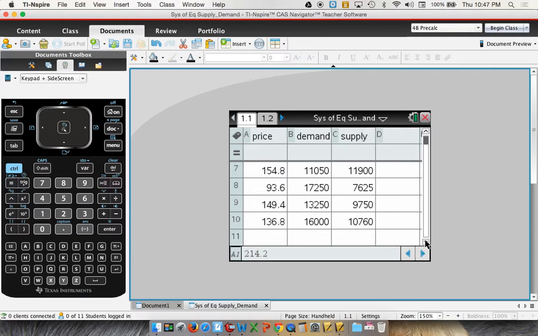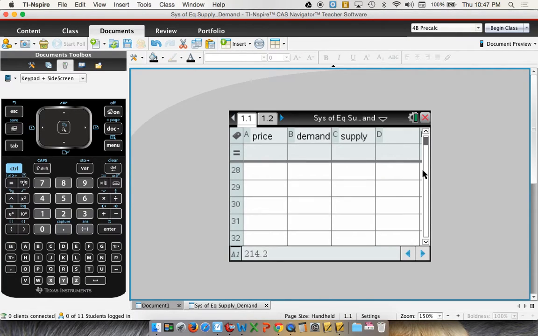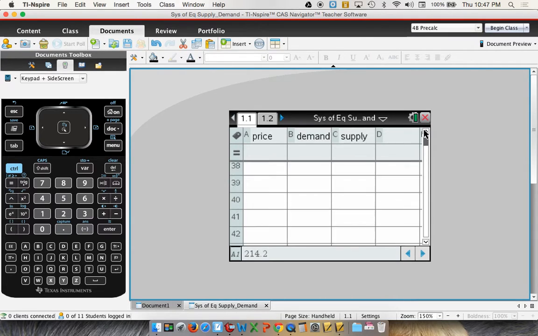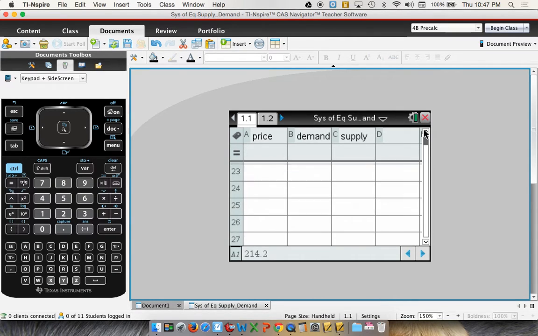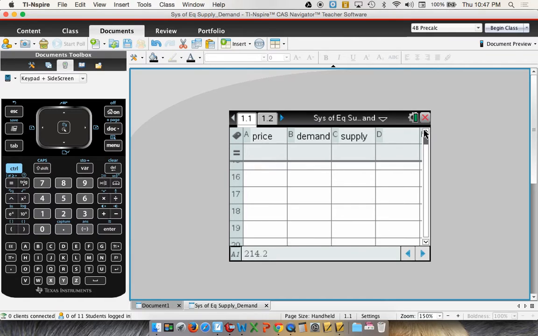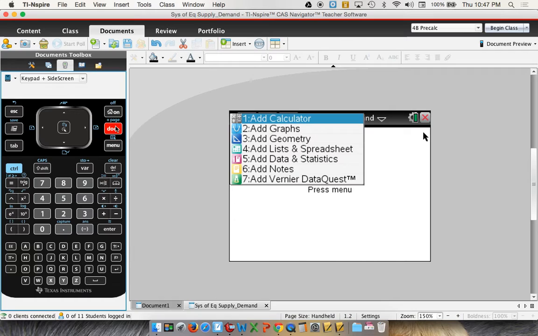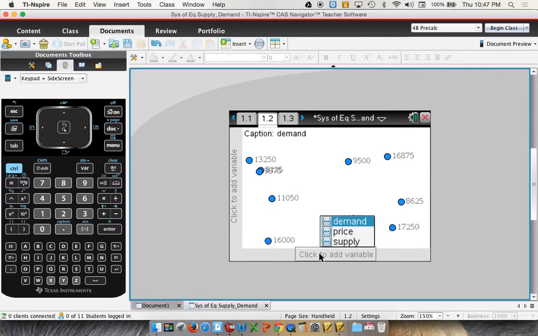Well, yes, we know how to take data and turn it into lines. It's called regression. So we're going to take this data, which I just made disappear off the face of the earth. It's up there somewhere. We're going to take this data and turn it into an equation of a line for demand, and an equation of a line for supply. So of course, how do we do regressions? Yep, we've got to add a page. We're going to add a data and statistics page because I want to do this by graphing.